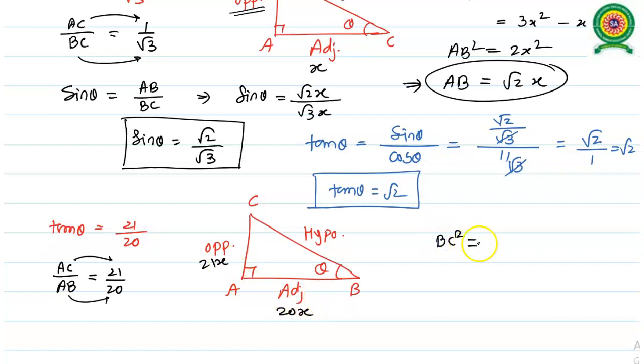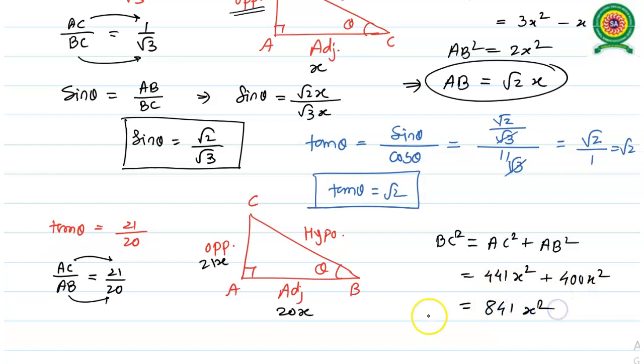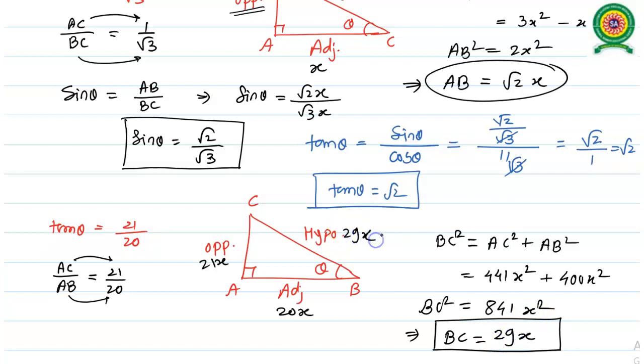So by using the Pythagoras theorem, we are getting BC square to be equals to AC square plus AB square. So the value of AC is 21x, the whole square we are getting 441x square, and 20x the whole square we are getting 400x square. Add them up, 441 plus 400 we are getting 841x square be the value of BC square. Required to evaluate the value of BC, taking square root on both sides, so 841 the square root we are having 29 and x square the square root we have x, so the hypotenuse becomes 29x.